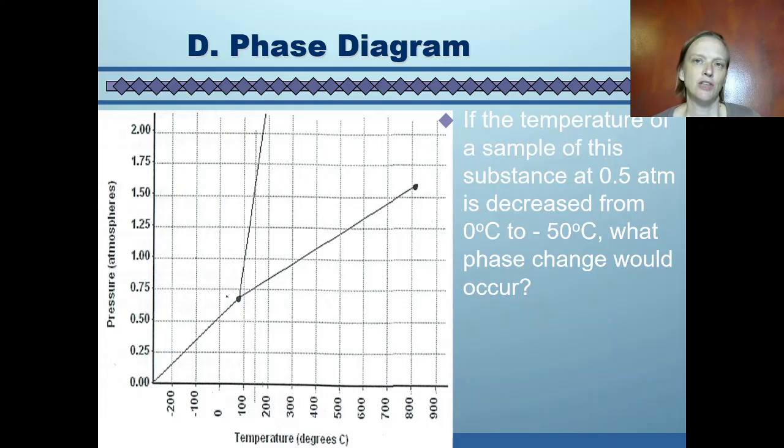Same phase diagram here. If the temperature of a sample of this substance at 0.5 atmospheres pressure is decreased from 0 degrees Celsius to negative 50 degrees Celsius, what phase change would occur? So we're at 0.5 atm, we're here. And we're dropping from 0 degrees, which is here, to negative 50 degrees, which is here. And we're going in this direction.